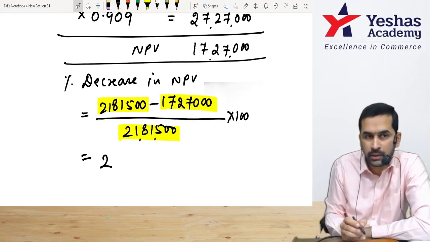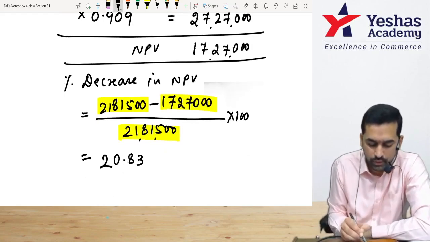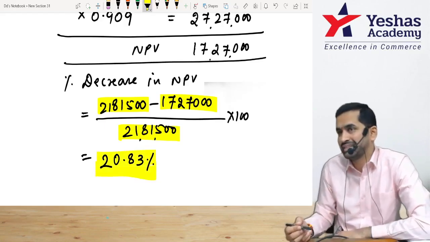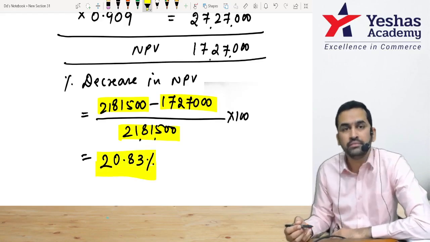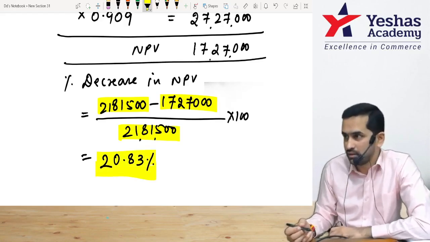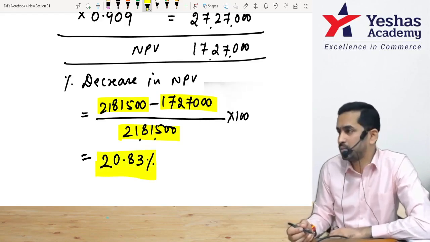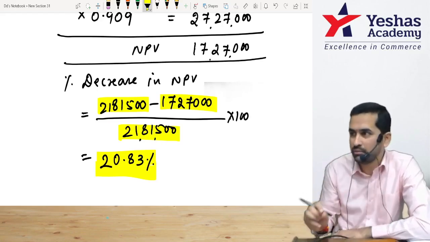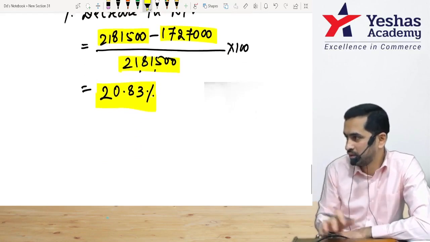Anybody? 20.83%. That means if sales quantity decreases by 10%, your NPV will decrease by 20.83%. Like this, you have to take each item and find out the following.